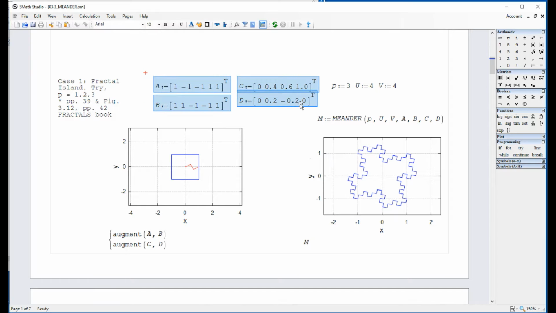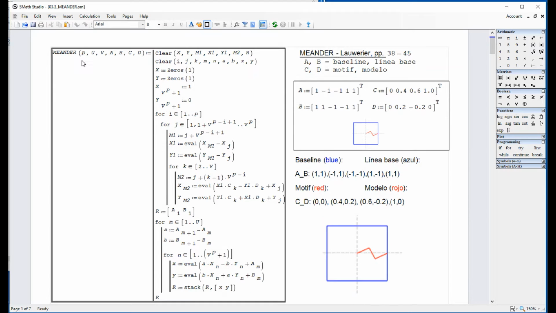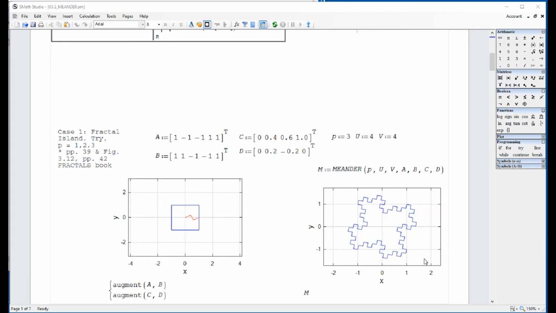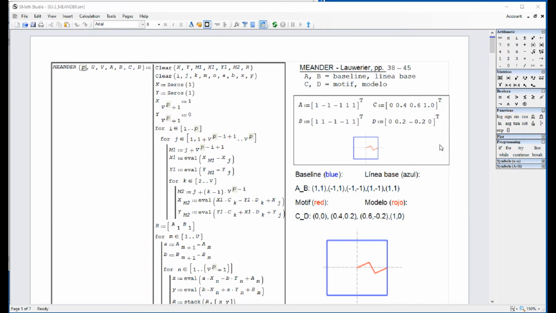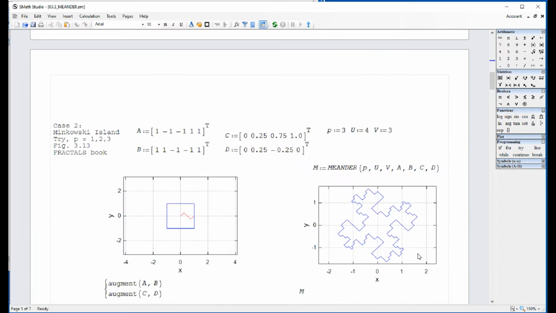This is the case that I was just presenting. The program actually uses many inputs. P is the level of development of the fractal. Let's look at some examples. This is the example that was presented to describe the baseline and the motif. And what you get with three levels of meandering, or three levels of fractal, sorry, of this model built up on the rectangular shape produces this island, this fractal island.